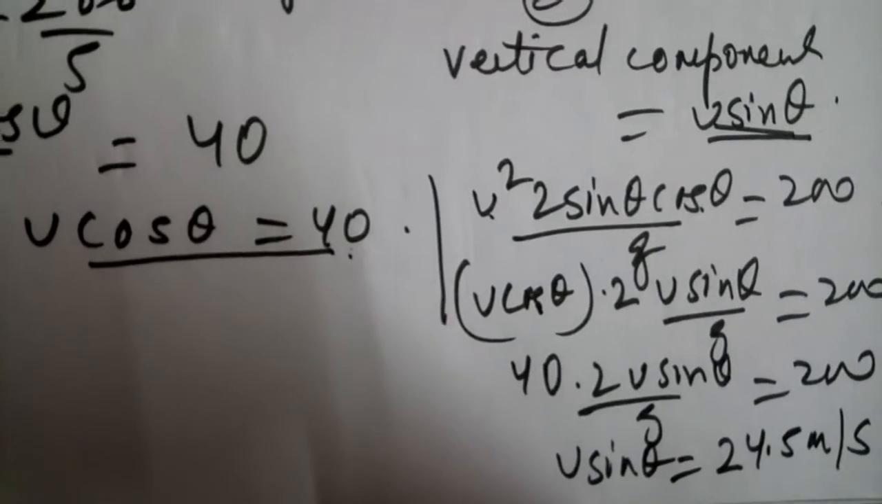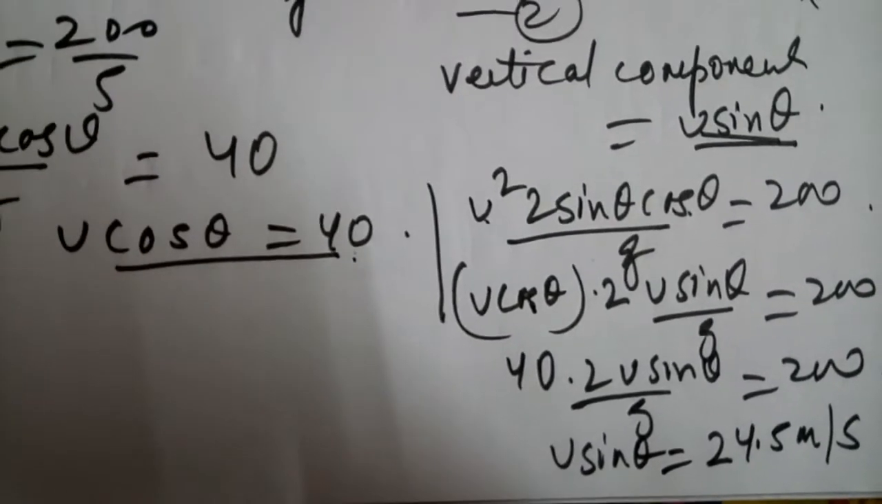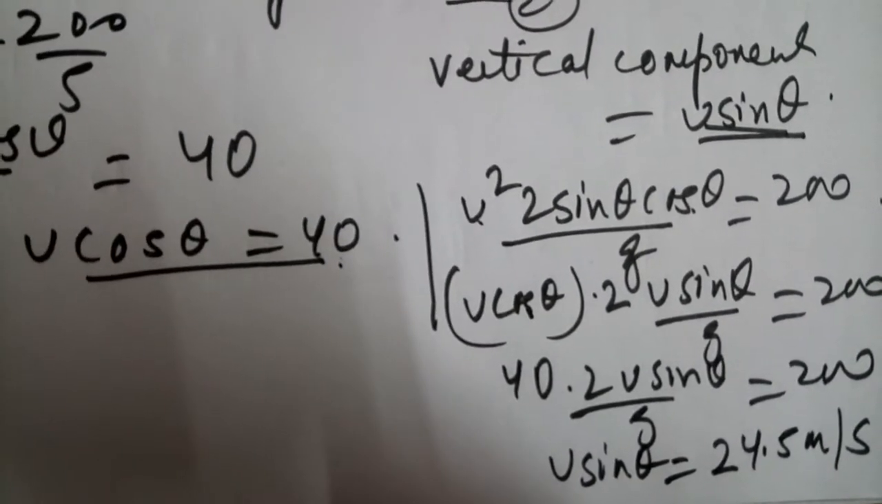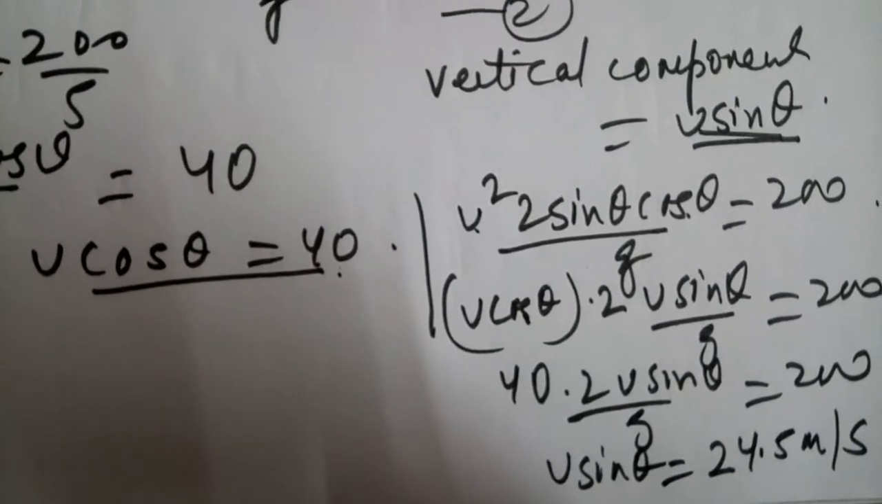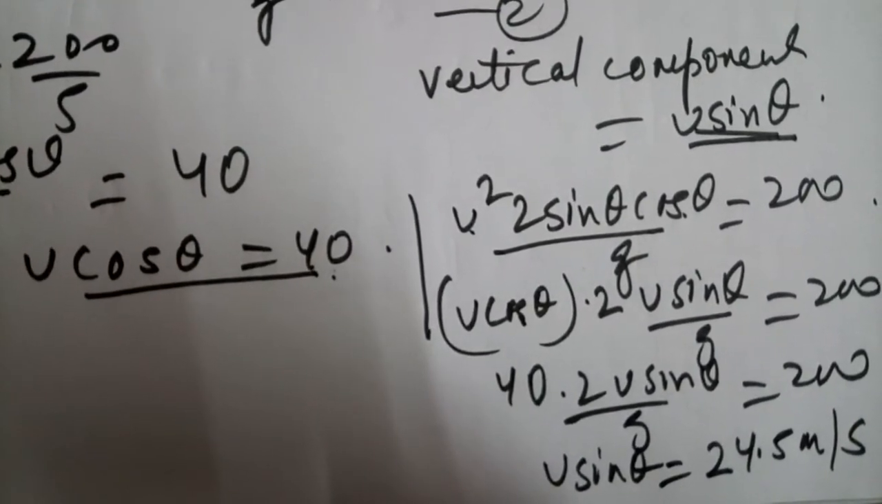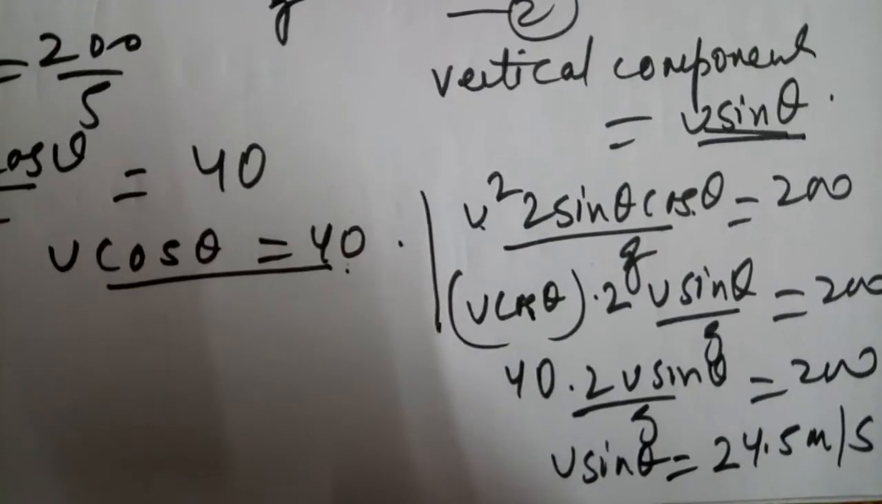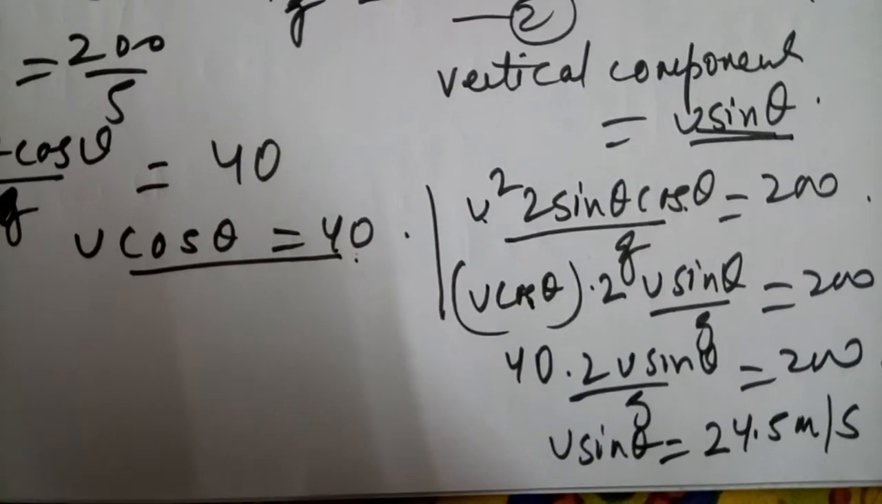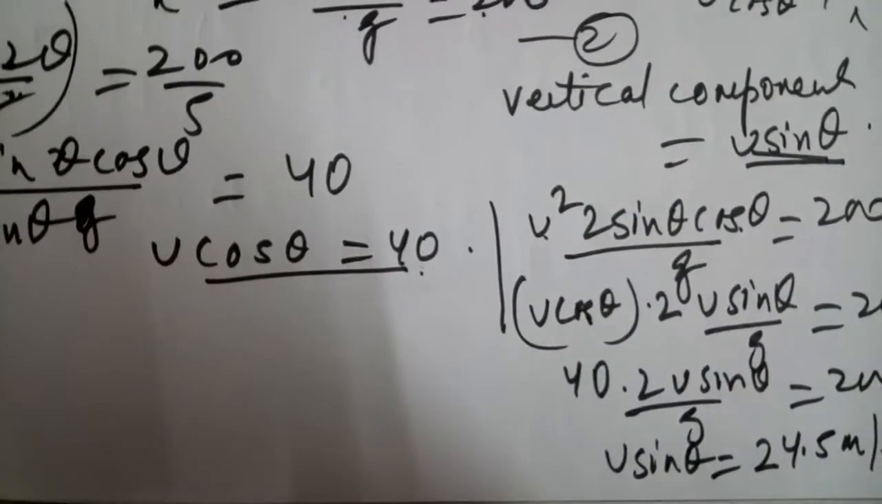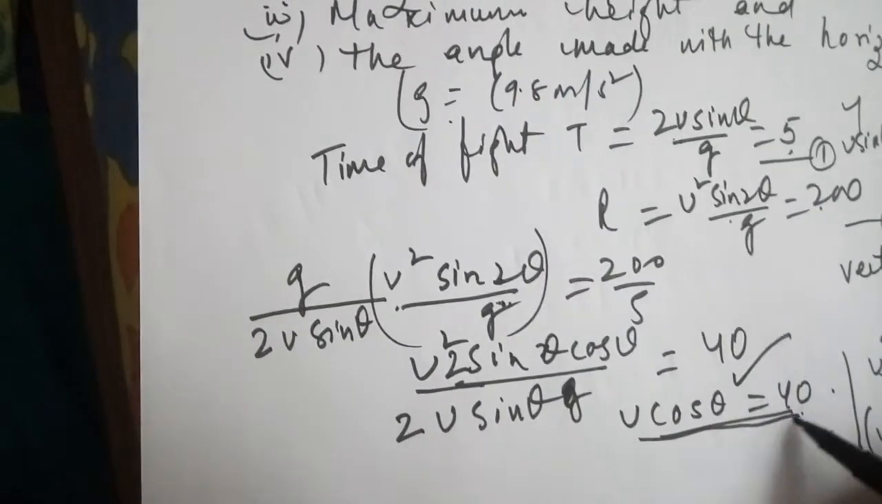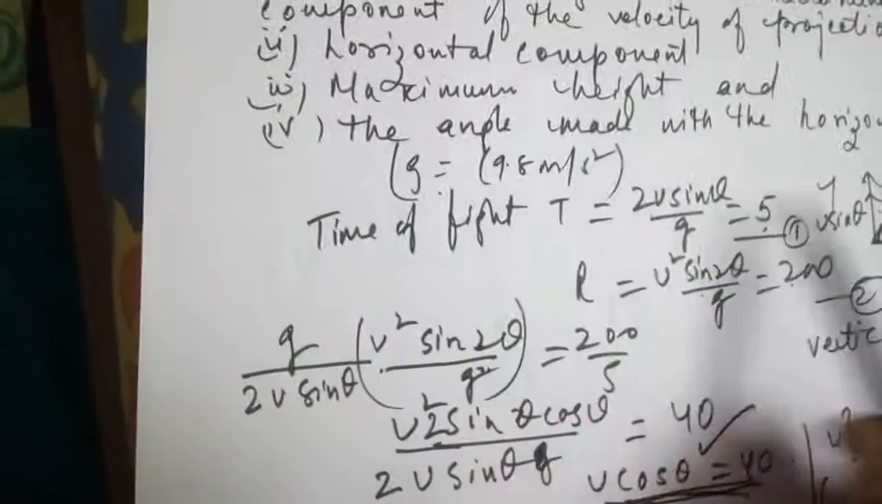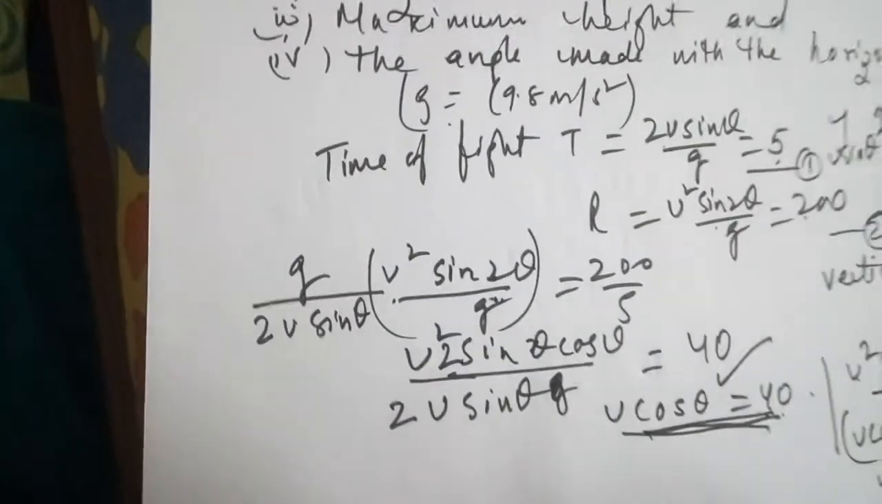So simply we have to substitute and get the value. This becomes 80 u sin theta by g is equal to 200. If I take the value of 9.8, u sin theta is equal to 200 into 9.8 divided by 80, and when we solve, we get 24.5 meter per second. Next, what needs to be found out? The horizontal component. Horizontal component is u cos theta, and we have got its value as 40.